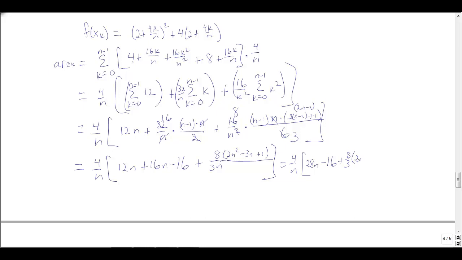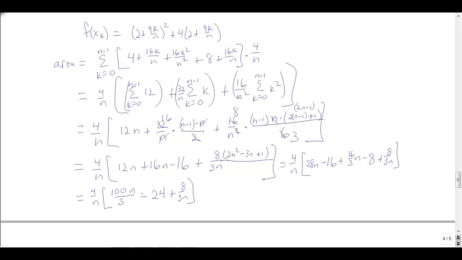2n squared over n is 2n. Let's see. Minus 3n. Let's just do it that way. So 8 times 2n squared is 16n squared over 3n, which is going to be 16 thirds n. 8 over 3n times negative 3n is going to be a negative 8. 8 over 3n times 1 is going to be plus 8 over 3n. And when I combine these all together, so I have 4 over n, 28n plus 16 thirds n. 28 is 84n plus that would be 100 thirds, or 100n over 3. Minus 16 minus 8 is minus 24. And then we have a plus 8 over 3n.